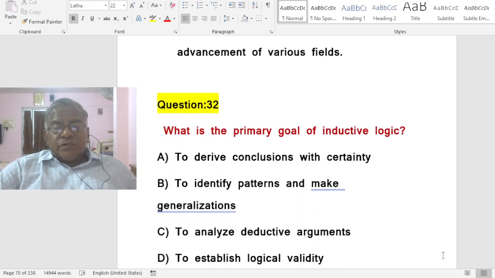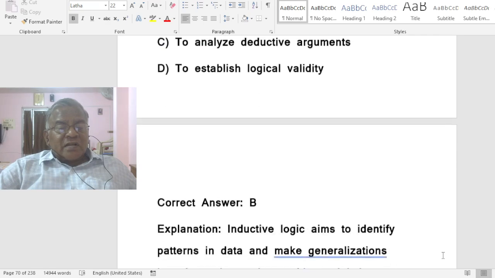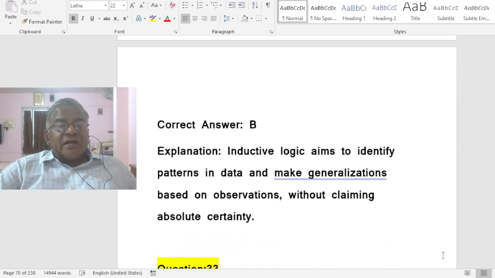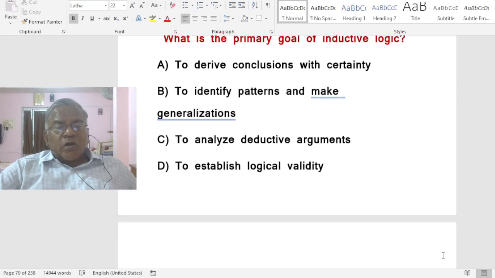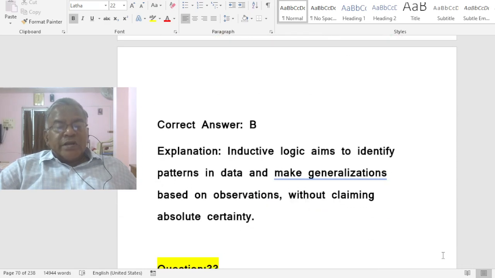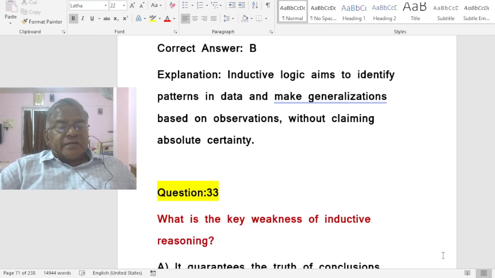Some of the questions we will ask: what is the primary goal of inductive logic? Of course, we have already seen that and we can get the answer correctly. That is to identify patterns and make generalizations. That's the primary goal of inductive logic. Inductive logic aims to identify patterns in data and make generalizations based on observations without claiming absolute certainty.